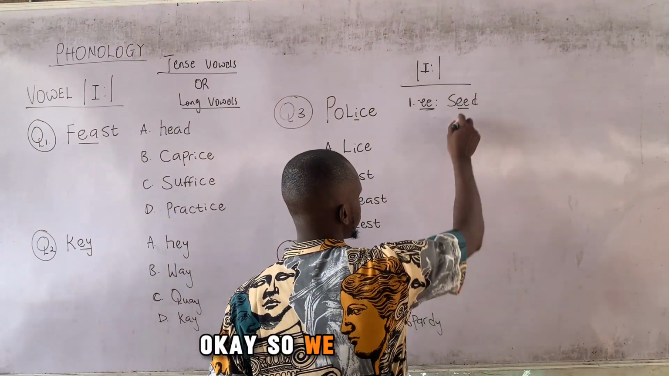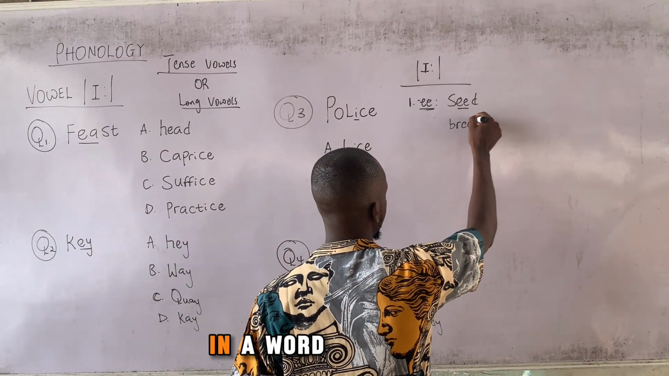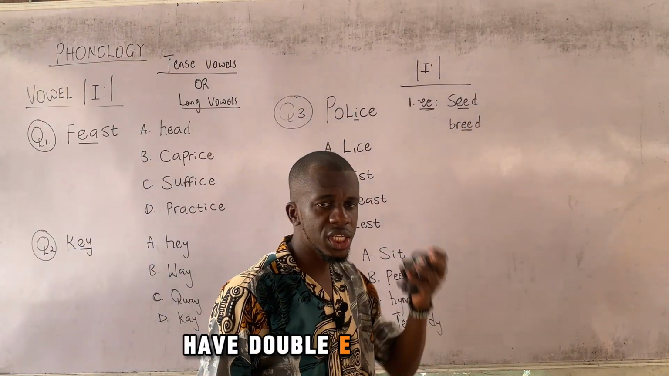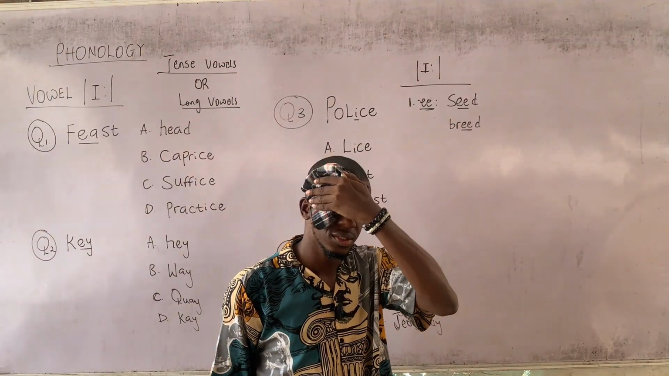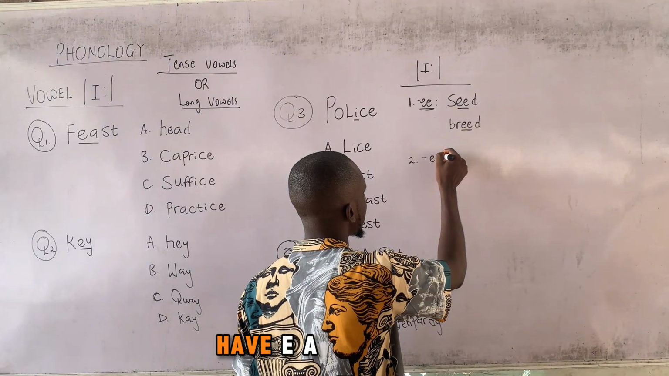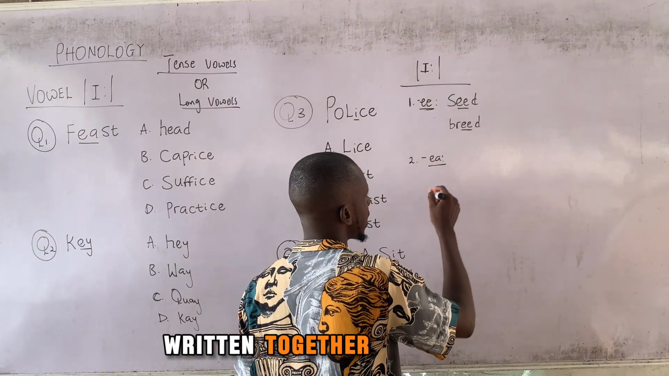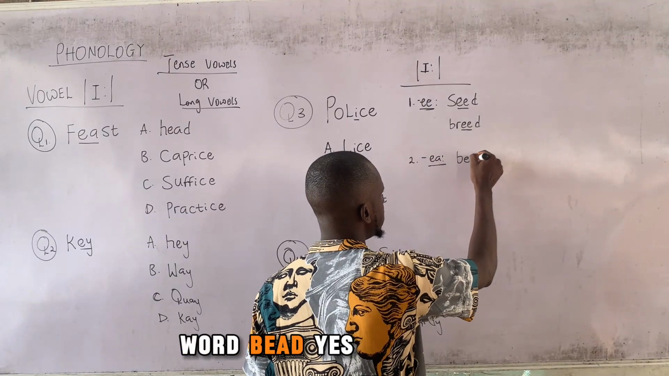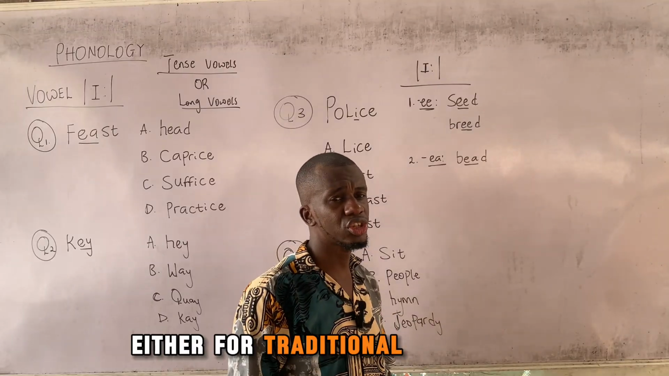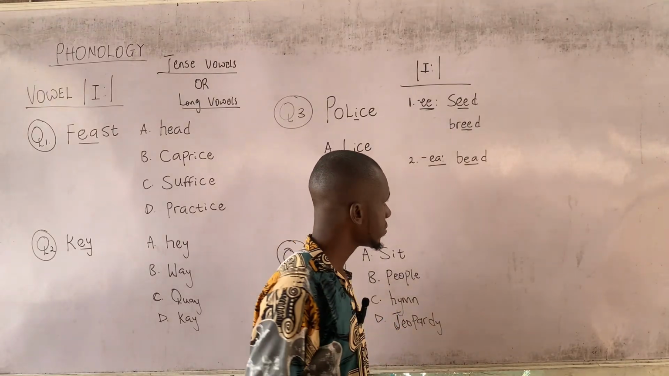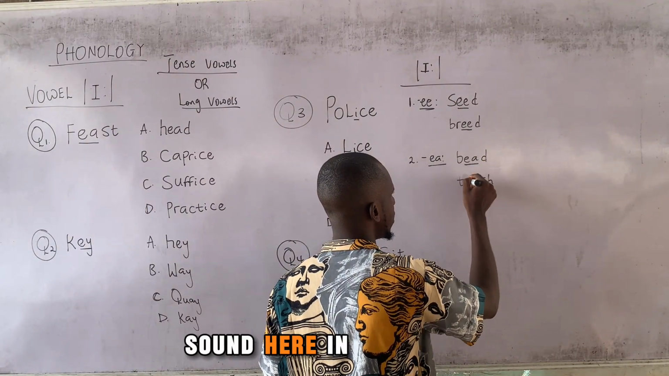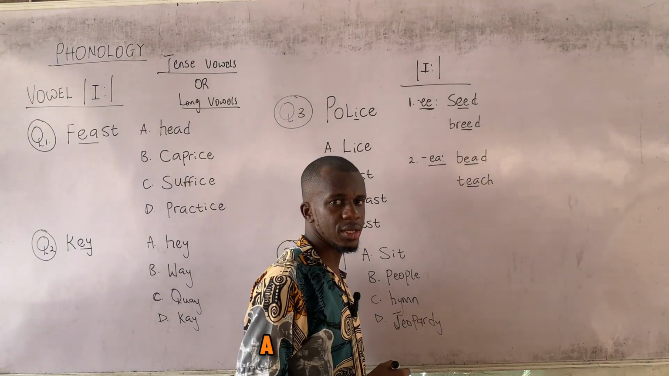So we find it in seed, we find it in a word called breed. It is present in words that have double E, that is E clustered. Number two, it is found in words that have EA written together, like in the word bead, the ornament that is worn by most persons, either for traditional purposes or for fashion. We have the word teach. We have that sound here in the word teach, the letters EA.